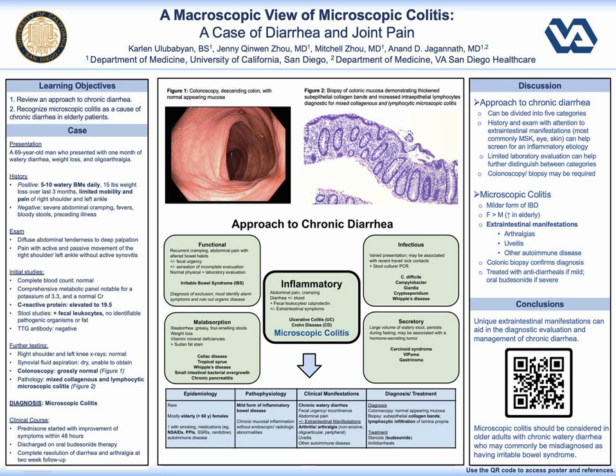Now let's delve into the case itself. We'll start with the one-liner. We have a 69-year-old male who's presenting with 1 month of watery diarrhea, weight loss, and oligoarthralgias. Additional history reveals the patient has been experiencing 5 to 10 watery, non-bloody bowel movements daily, 15 pounds of weight loss over the last 3 months, and pain and limited mobility of the right shoulder and left ankle.